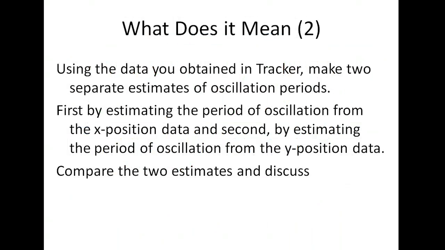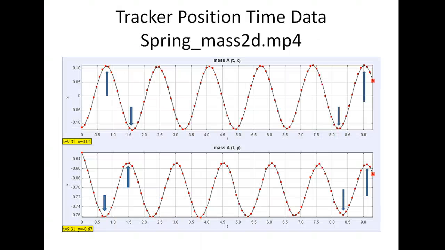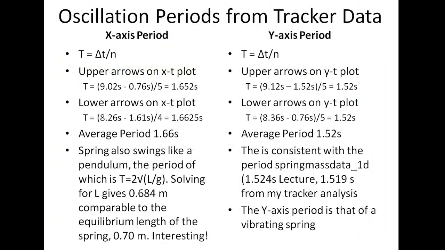What does it mean? Here is a computation of the periods in the x and y directions. For the x direction, I got an average of 1.66 seconds. The spring swings like a pendulum with a period of 1.66 seconds. When I use the pendulum equation, solving for L, I get a length of 0.684 meters, comparable to the equilibrium length of the spring of 0.7 meters.